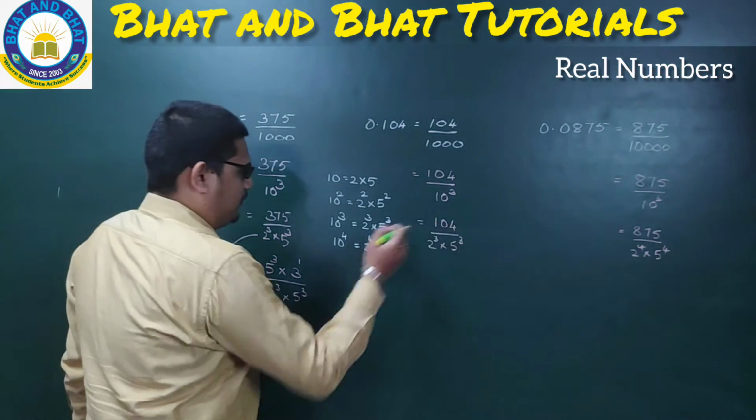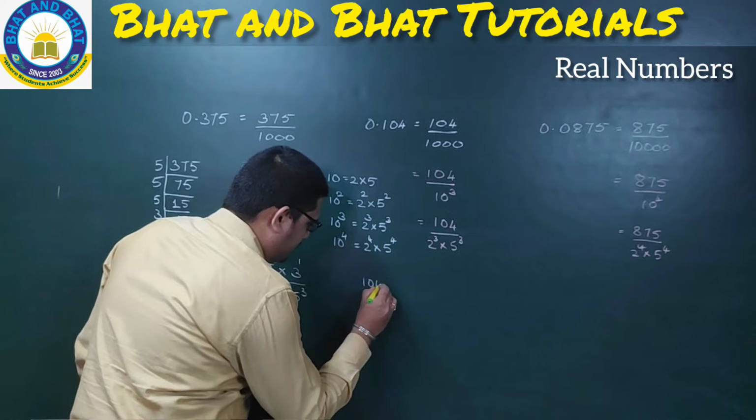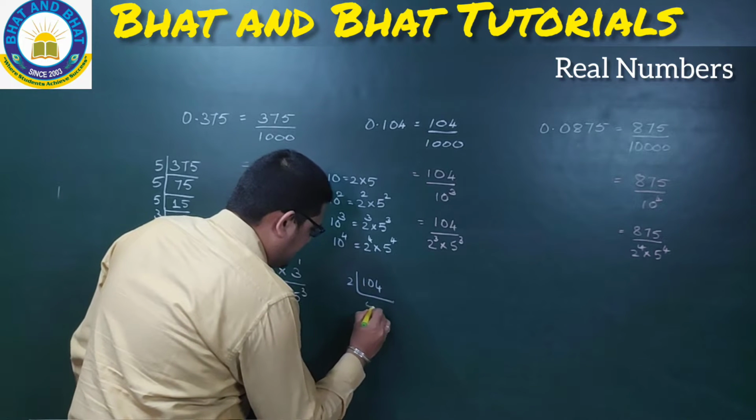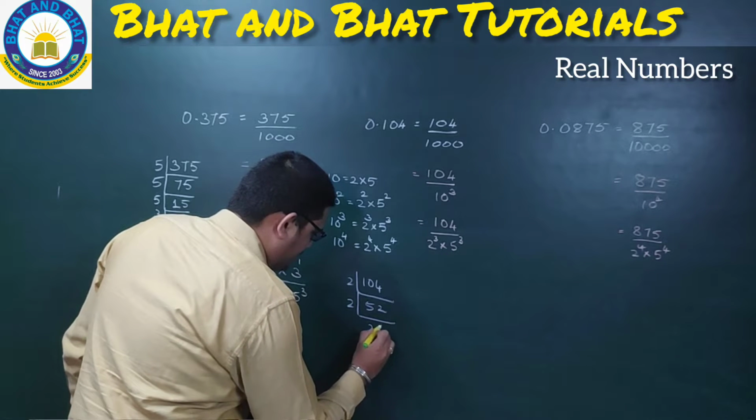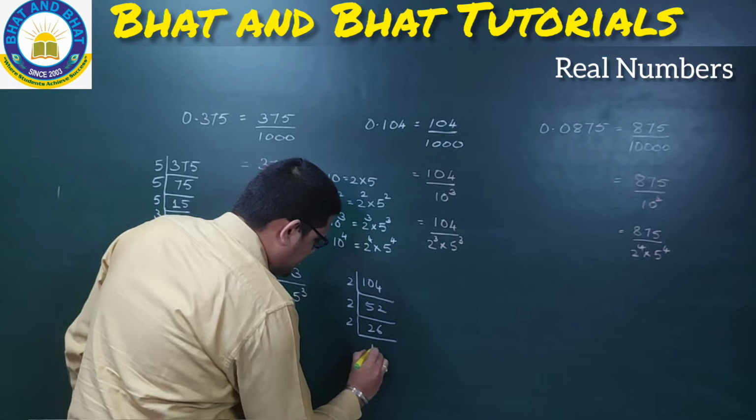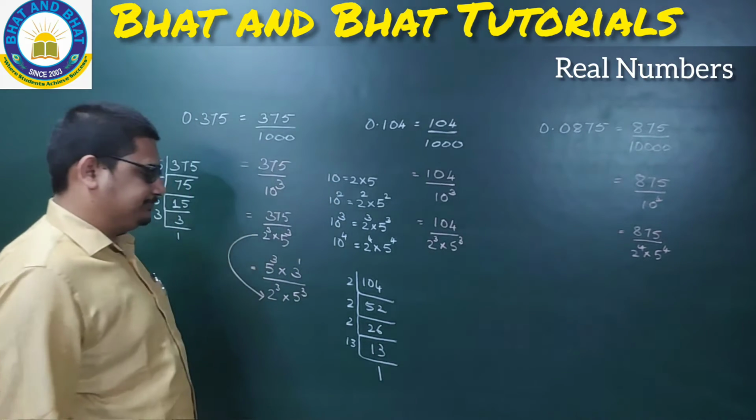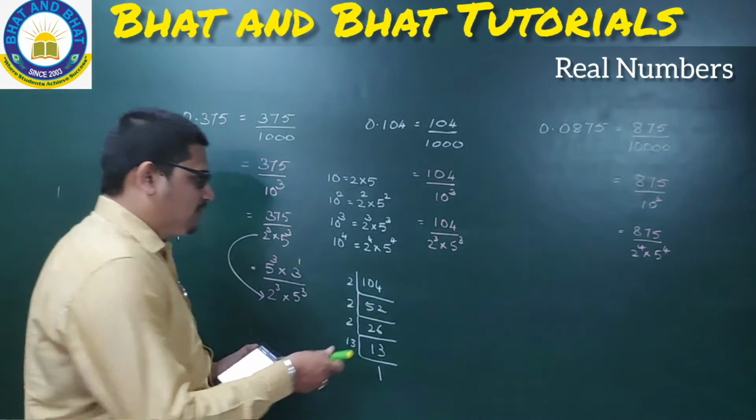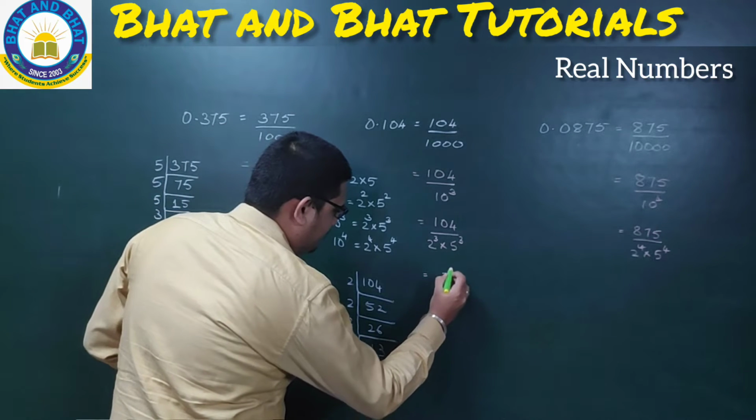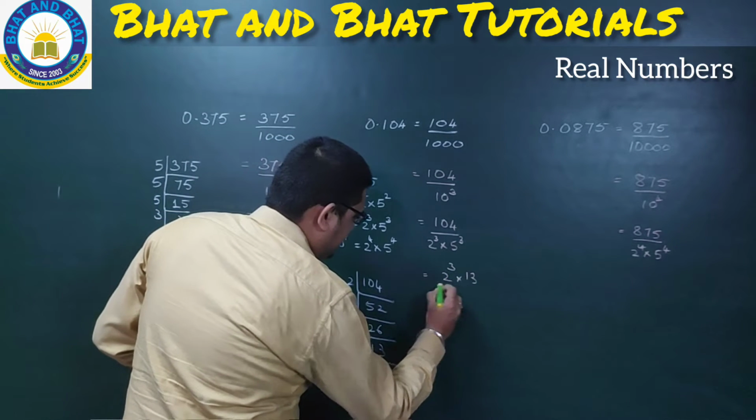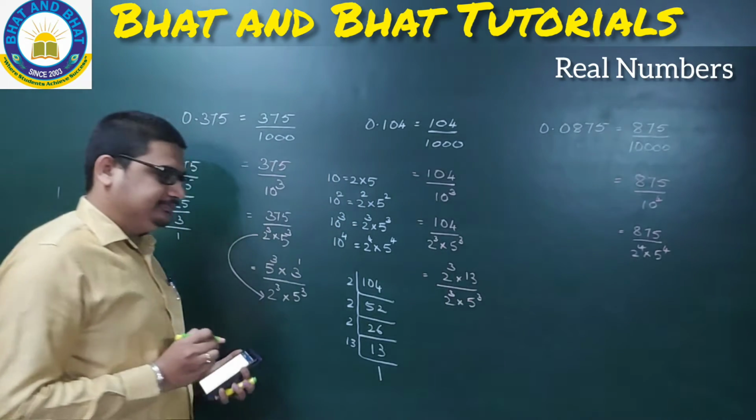Similarly, let us check for 104. If I do prime factorization of 104, this is an even number, so obviously divisible by 2. Again even number, 2 2s are 4, 2 6s are 12, 2 1s are 2, and you observe 13 is a prime number. So how can I express this now? 104 can be expressed as 2 to the power 3 into 13. So, 2 to the power 3 into 13 divided by 2 to the power 3 into 5 to the power 3.